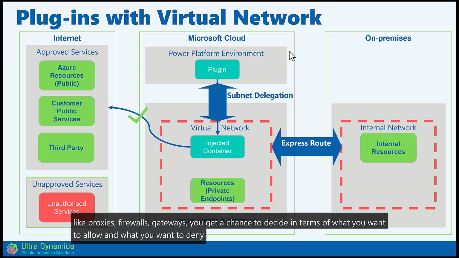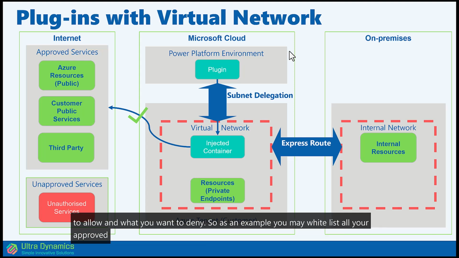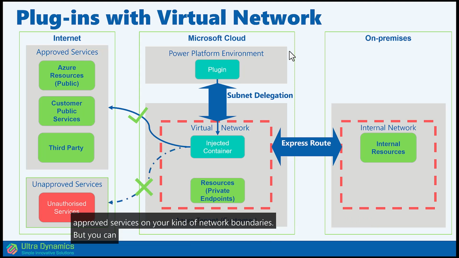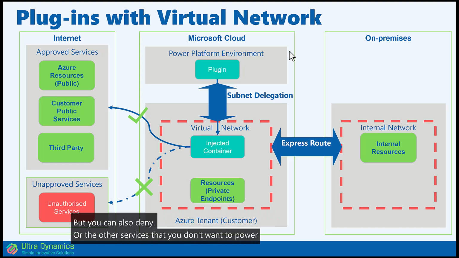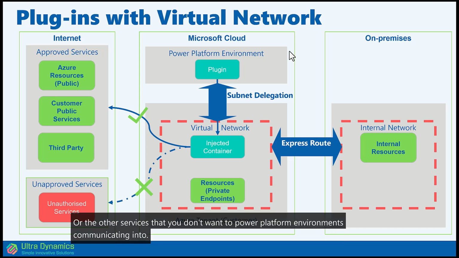So as an example, you may whitelist all your approved services on your network boundaries, but you can also deny all the other services that you don't want your Power Platform environments communicating into. So that is one advantage.